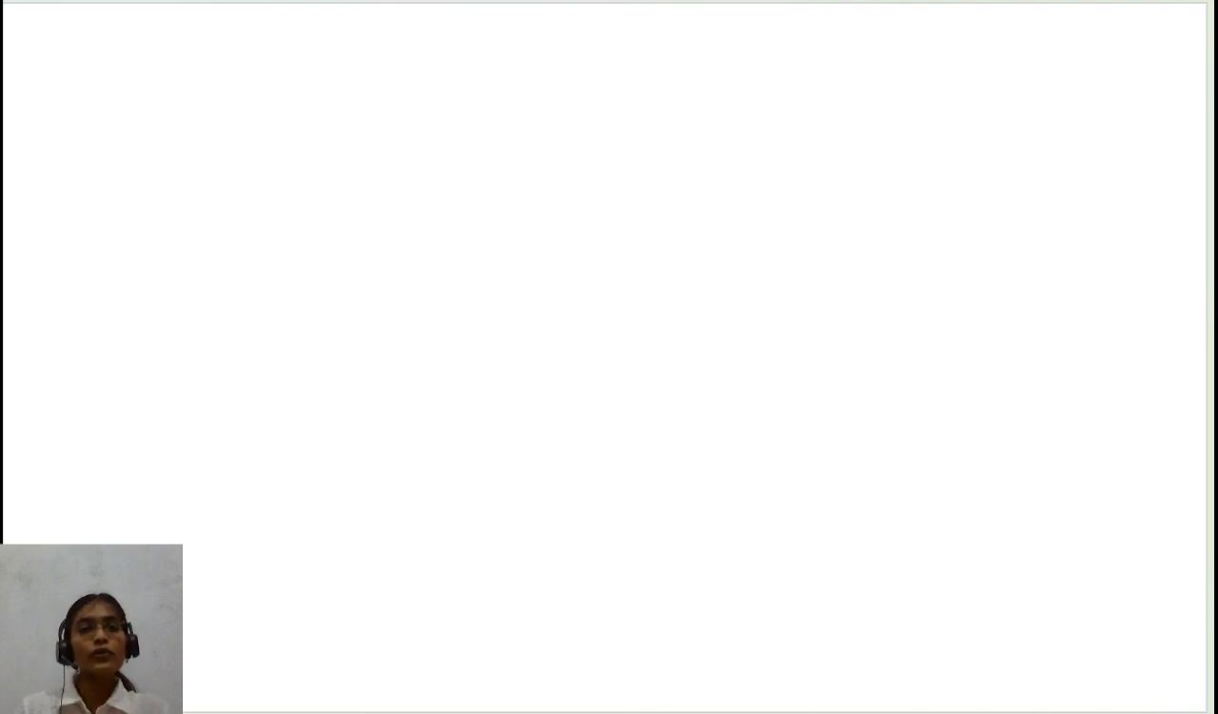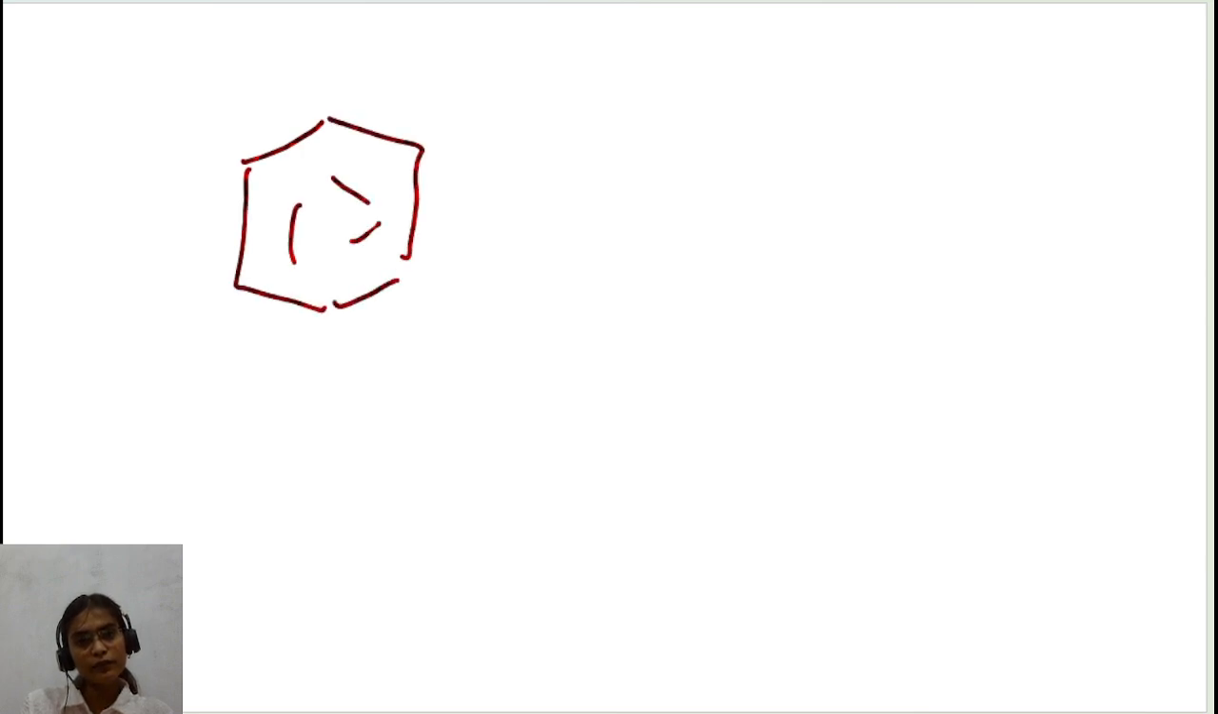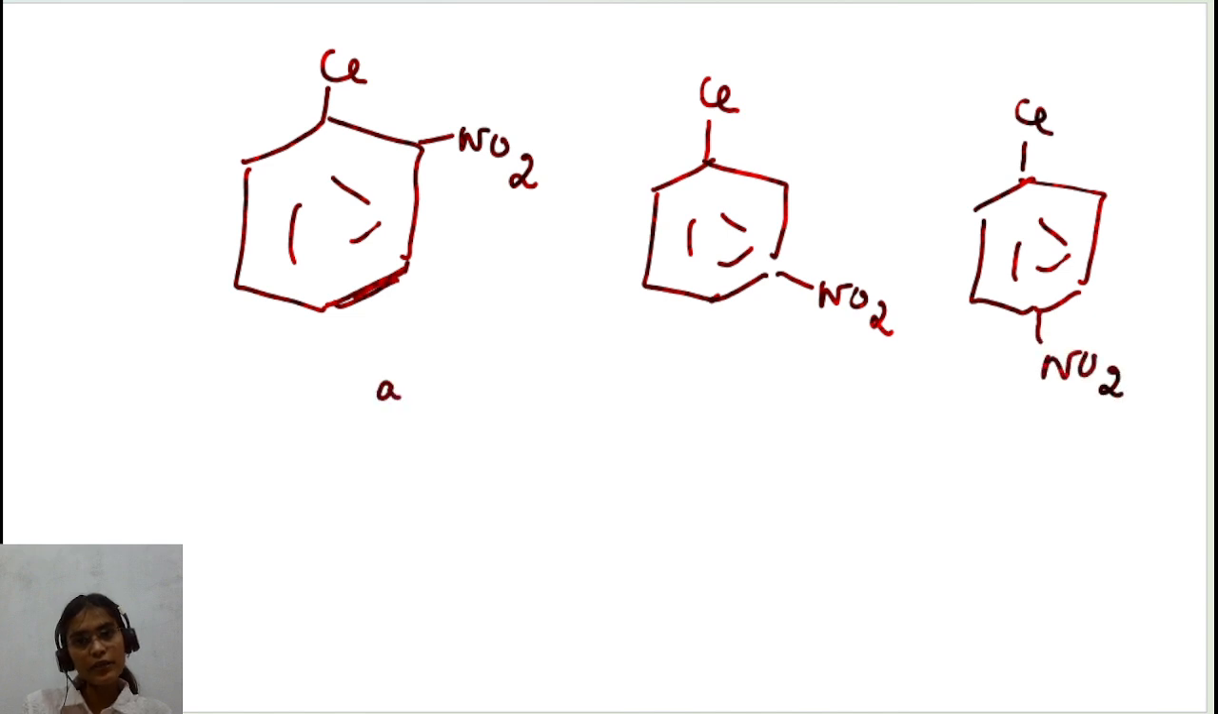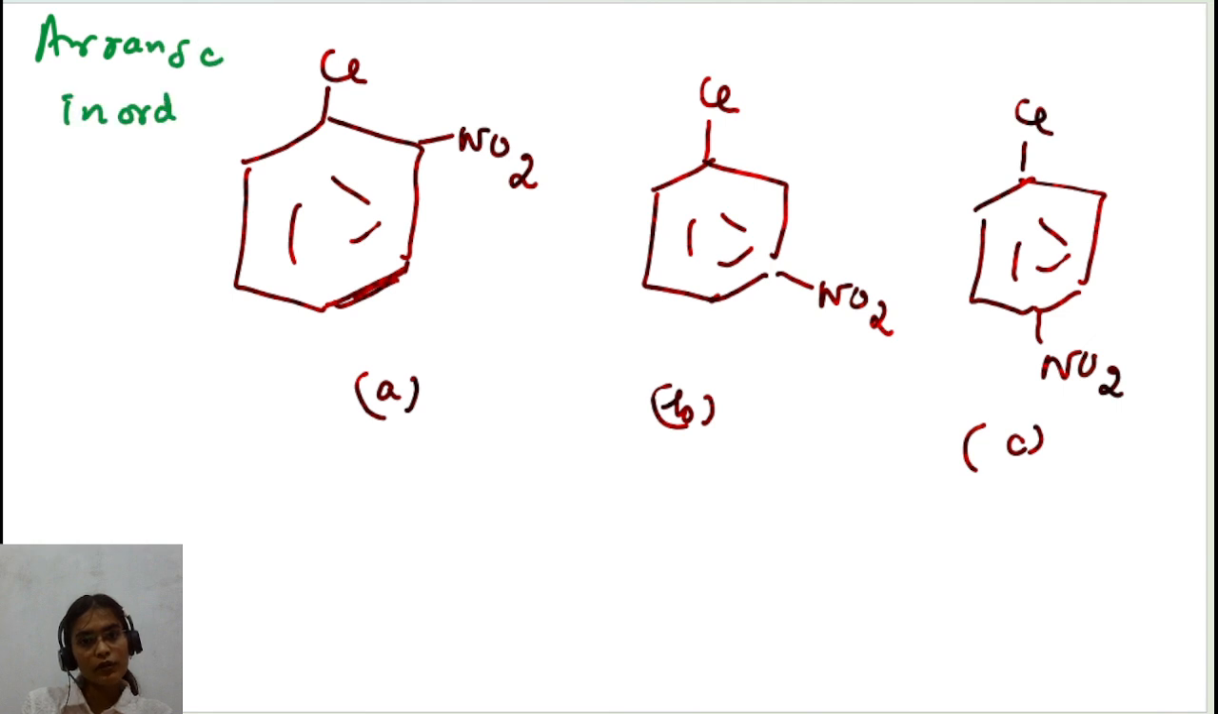Now, the next question for you. There are three options for you. Let's suppose this is my chlorine, NO2 group connected here. This is my chlorine, NO2 group connected here. And this is chlorine, NO2 group connected here. Can you arrange them in order of nucleophilic substitution reaction, please? My question to you: arrange them in order of nucleophilic substitution reaction. Okay? Yes, please.